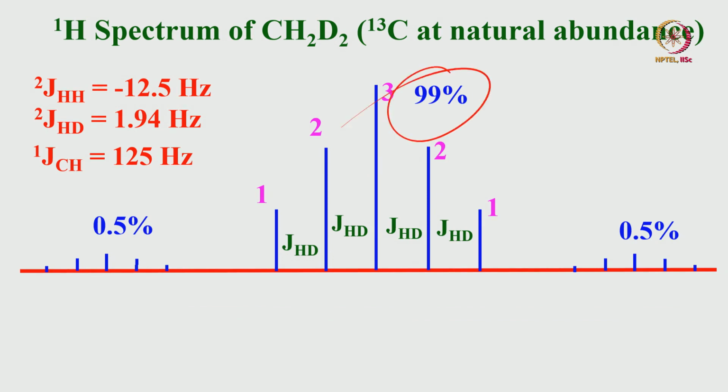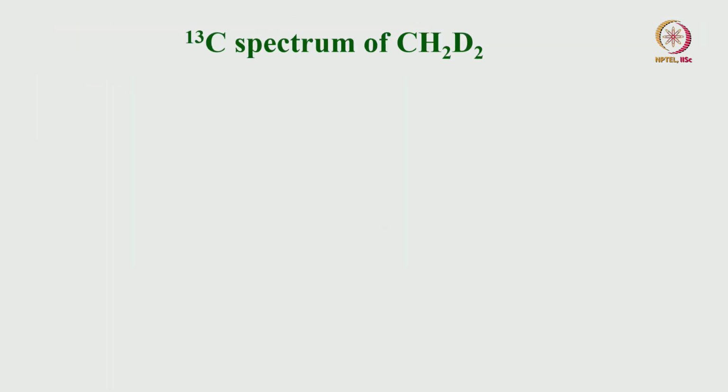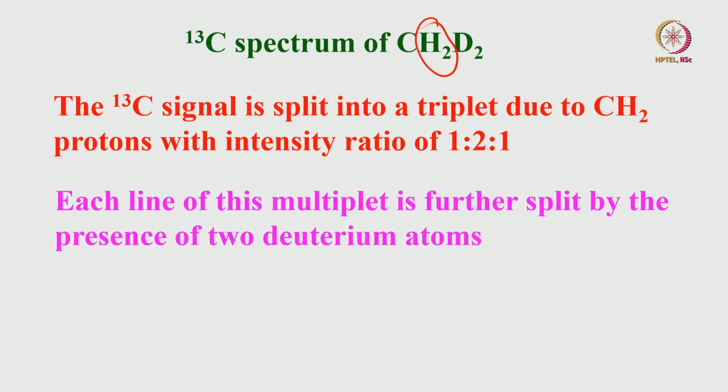Okay? This is how the proton spectrum is going to split. Let us look at the carbon 13 spectrum of CH2D2. How does the carbon spectrum come? Very easy. Carbon is split into a triplet because of H2, chemically equivalent spins. We have to get the intensity pattern 1:2:1. A triplet you are going to get.